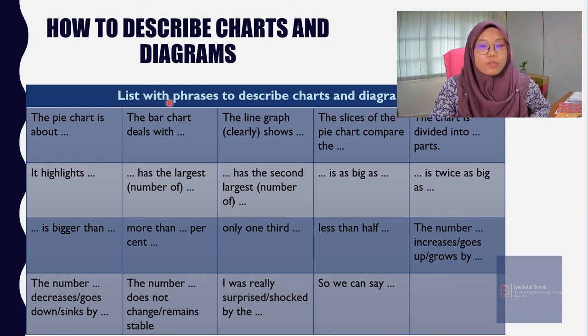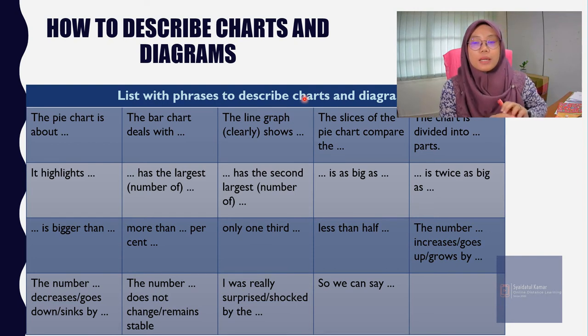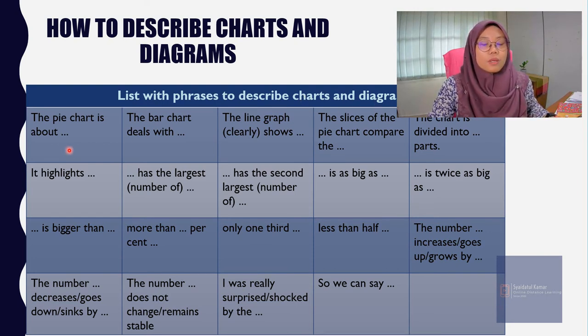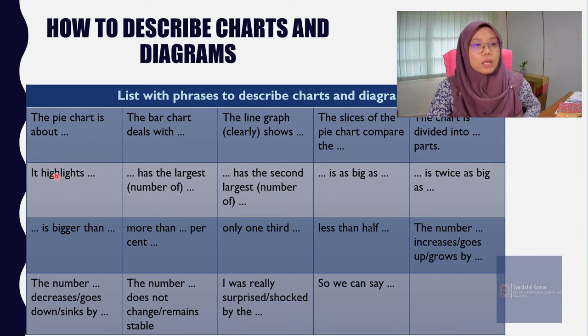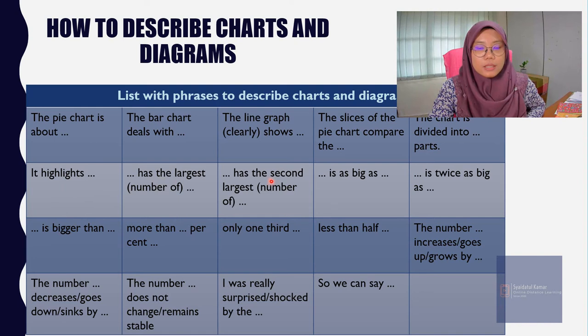Alright, so how to describe charts and diagrams? This is a list of phrases to describe charts and diagrams. For example, the pie chart is about, the bar chart deals with, the line graph shows, the slices of the pie chart compare the, and the chart is divided into how many parts. Okay, or in the body, it highlights, has the largest, has the second. Okay, it is as big as, is twice as big as.